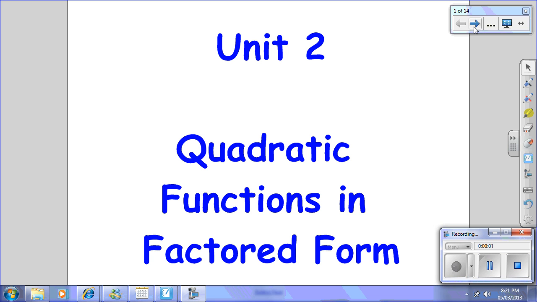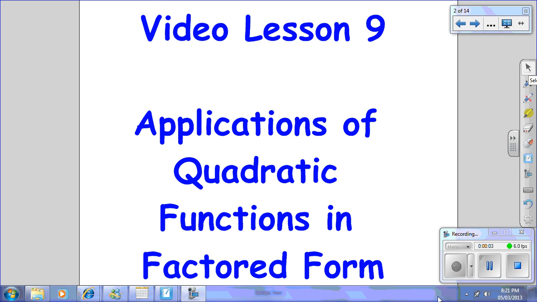Quadratic functions in factored form. Application of quadratics in factored form. More specifically, we're going to look at some number problems like the ones we did last year in grade 10.